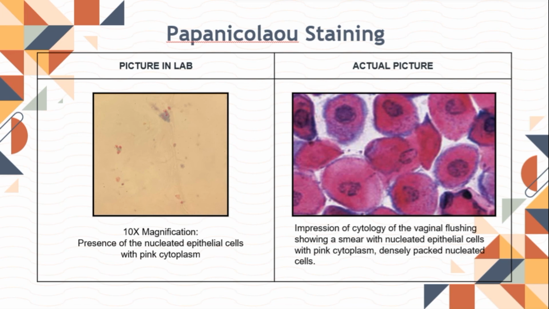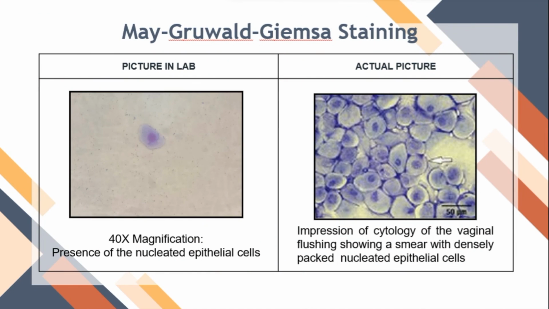For May-Grunwald Giemsa staining, the picture in the lab with a magnification of 40 times shows the presence of nucleated epithelial cells. And the actual picture shows a smear with densely packed nucleated epithelial cells.